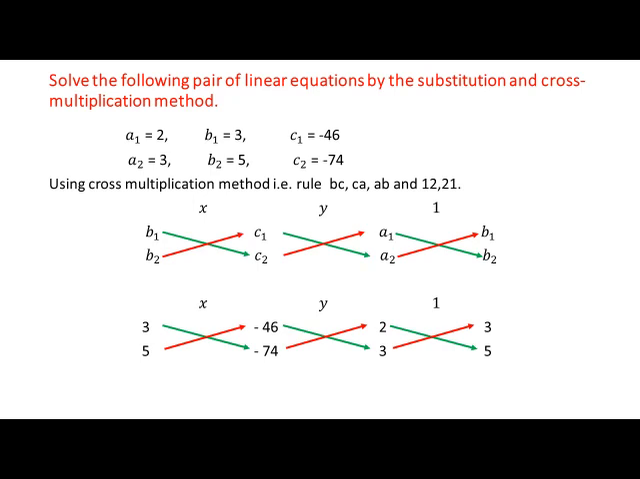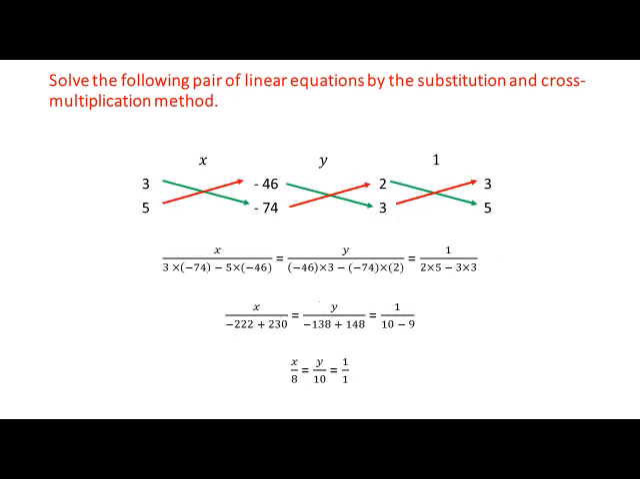On solving this, whenever we move from upper level to lower it is positive, and when it goes from down to up it is negative. So x upon 3 multiplied by minus 74 minus, because it is there in the formula, 5 multiplied by minus 46, then y upon minus 46 multiplied by 3 minus minus 74 multiplied by 2, then 1 upon 2 multiplied by 5 minus 3 multiplied by 3. On solving this, we get x upon 8 is equal to y upon 10 is equal to 1 upon 1.